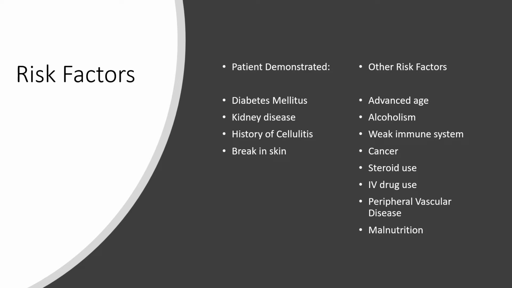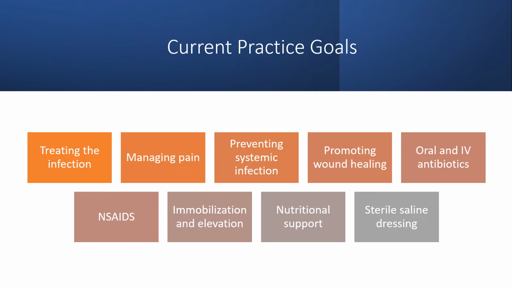The major goals of managing patients with cellulitis are first and foremost treating the infection. We do this most often by prescribing oral or IV antibiotics if the infection is bad enough. We want to manage their pain. We want to prevent a systemic infection, so prevent anything from worsening, and then promote wound healing. Oftentimes that's done by nutritional support or sterile dressings.